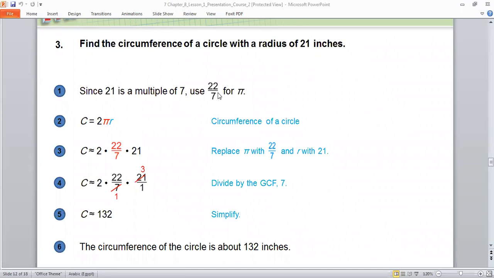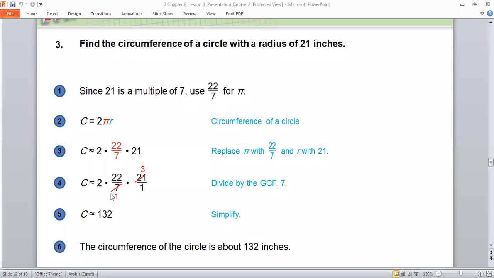I will use pi equal to 22 over 7. So the circumference is equal to 2 times pi times r. 2 times 22 over 7 times 21.